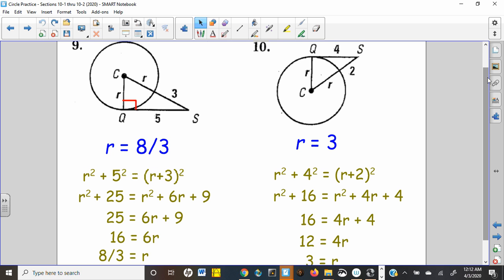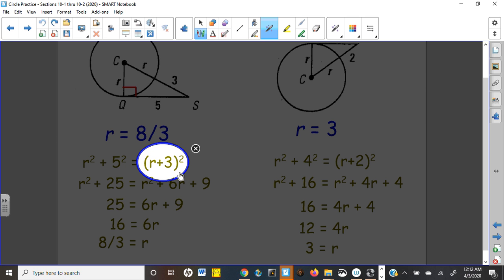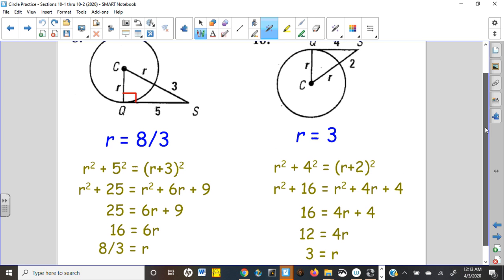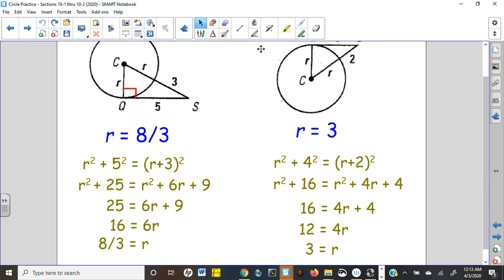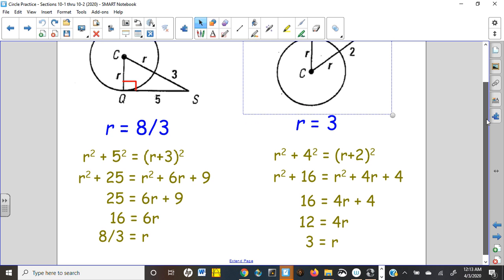The key that we continue to talk about is algebraically, you have to know how to square a binomial, right? R plus 3 squared is not R squared plus 3 squared. It's R plus 3 times R plus 3. It has to be FOILed out. R plus 2 squared, same kind of deal. So numbers change, but the strategy stays the same. Tangent segments are perpendicular to the radii drawn. So we get these right triangles, and we can use the Pythagorean theorem, and everybody's happy.